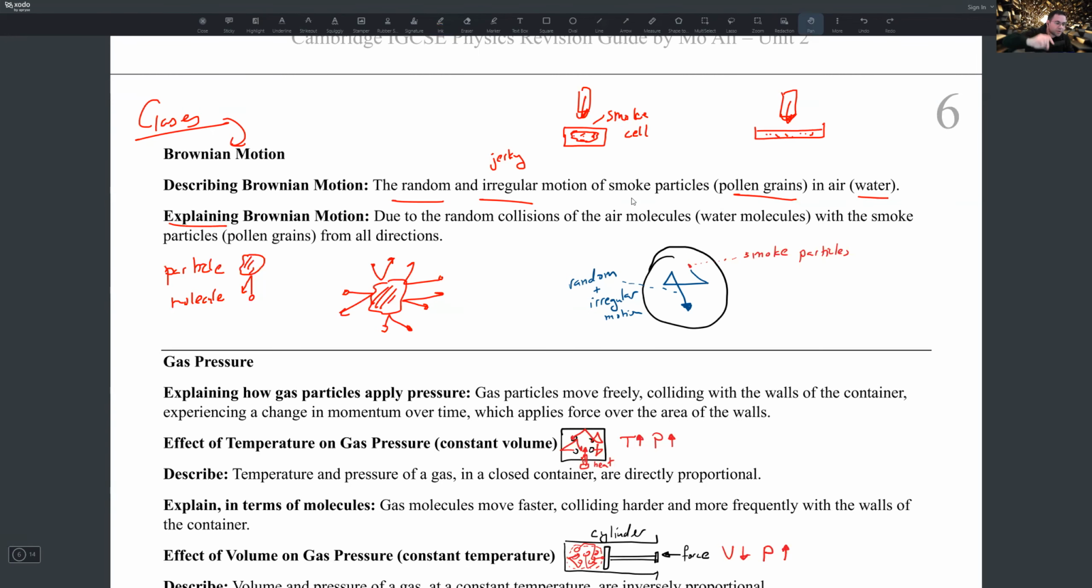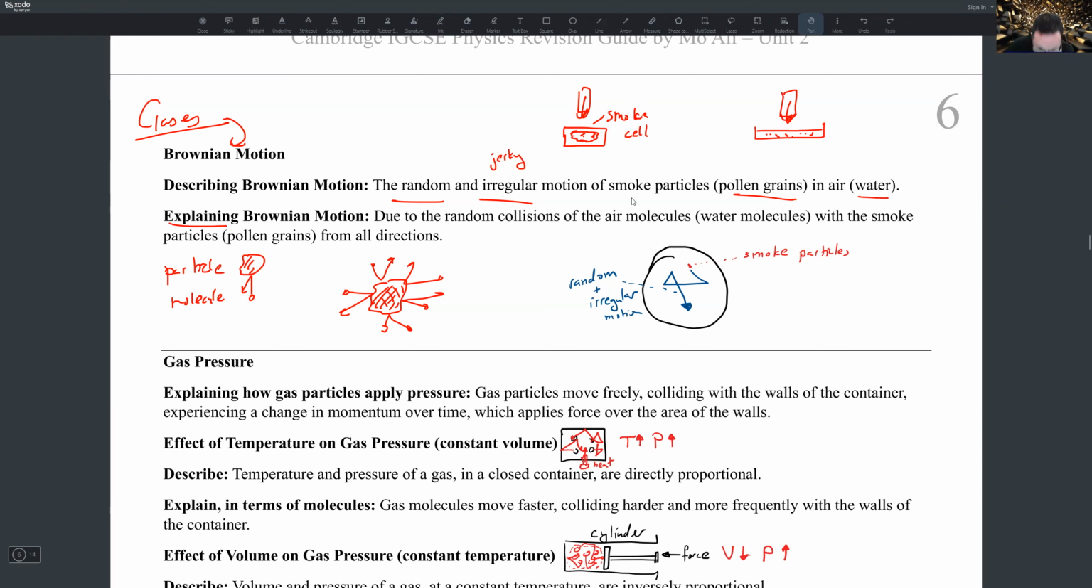Or it's water molecules colliding with pollen grains. But since we're talking about gases here, air molecules collide with the smoke particle, causing it to move random and jerky. So this is what you see, the motion. But this is what actually happens.